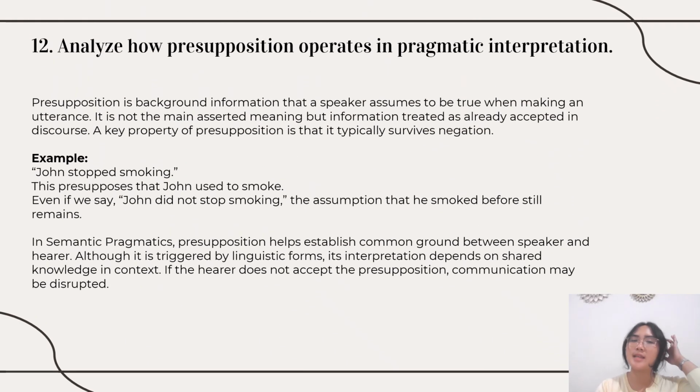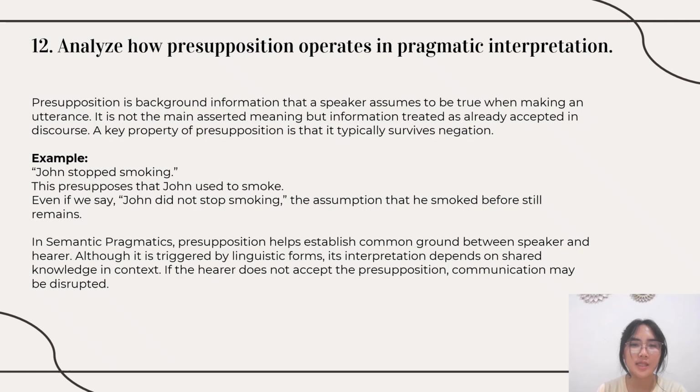The next is: analyze how presupposition operates in pragmatic interpretation. Presupposition is background information that the speaker assumes to be true when making an utterance. It is not the main asserted meaning, but information treated as already accepted in discourse.